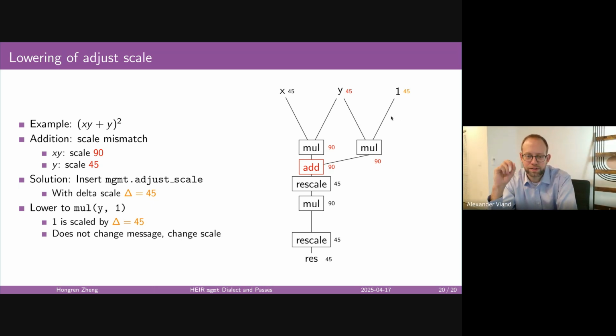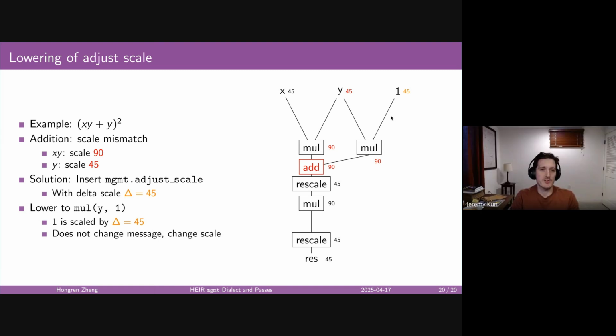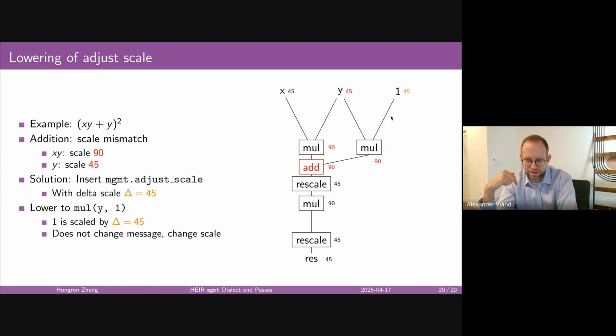But at the secret arithmetic level, you literally have an arith.mul. I guess no, but at the secret level, you have a management adjust scale, because you can't write arith.mul by 1, since that would get canonicalized away, right? Right, exactly. And okay, there's a management op, right?